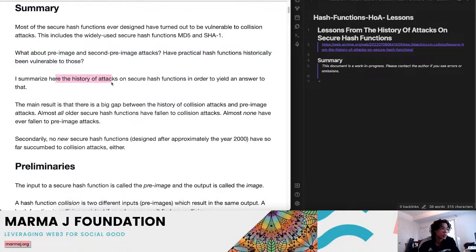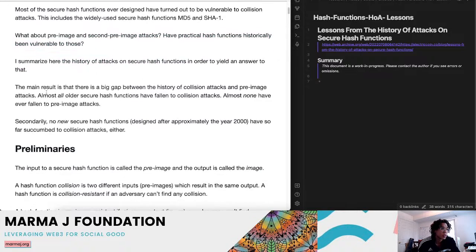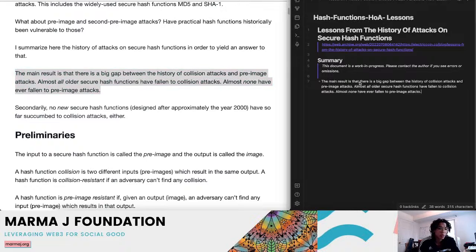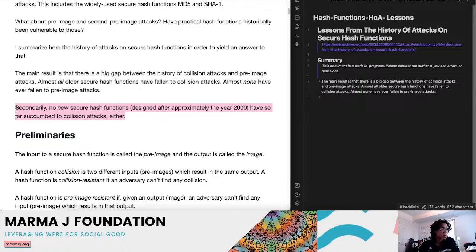The main result is that there is a big gap between the history of collision attacks and pre-image attacks. Almost all older secure hash functions have fallen to collision attacks. Almost none have ever fallen to pre-image attacks. Secondarily, no new secure hash functions designed after approximately the year 2000 have so far succumbed to collision attacks either.